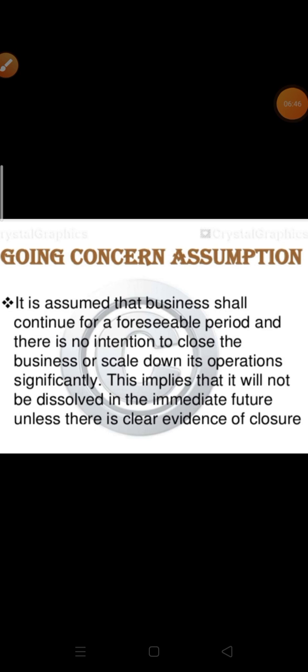Suppose there are two partners in a company, A and B. Or we can say one more partner is there, partner C. If partner C retires, it's not like the company will be dissolved. No, the company will not be dissolved in the immediate future. It will continue for a foreseeable period. As per this concept, it is assumed that the business will continue to exist for a long period in the future.